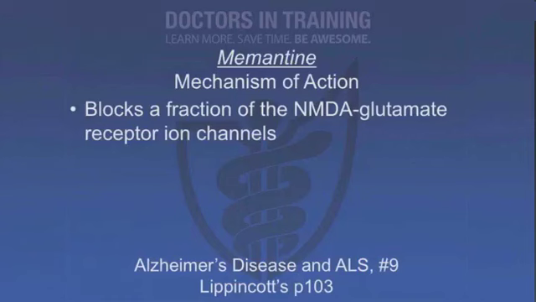So, the mechanism of action of memantine. Memantine blocks a portion of the NMDA glutamate receptors, the ion channels. So it actually gets in there and blocks a fraction of those ion channels. In contrast, phencyclidine, or PCP, the illicit drug, basically blocks all of the NMDA type glutamate channels.